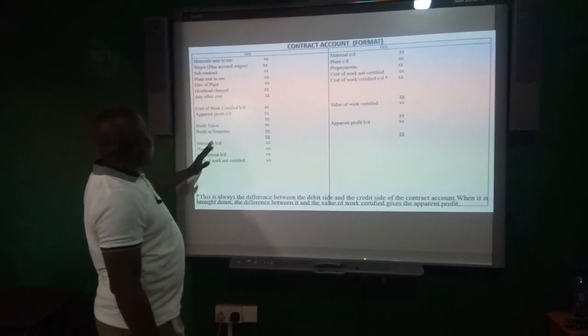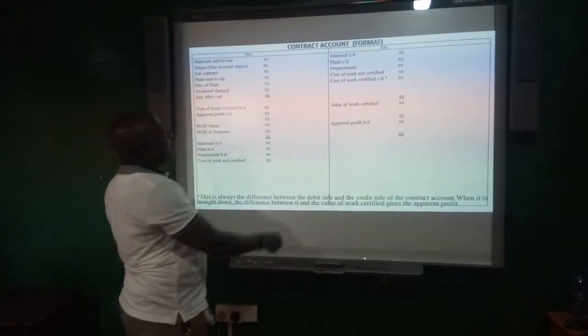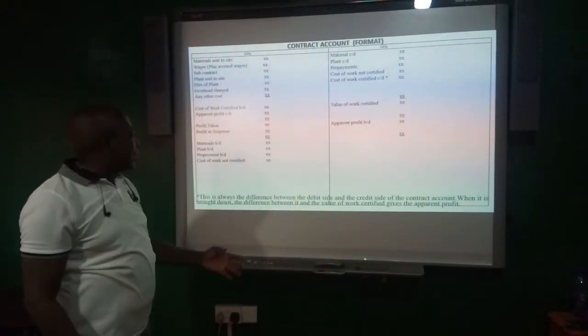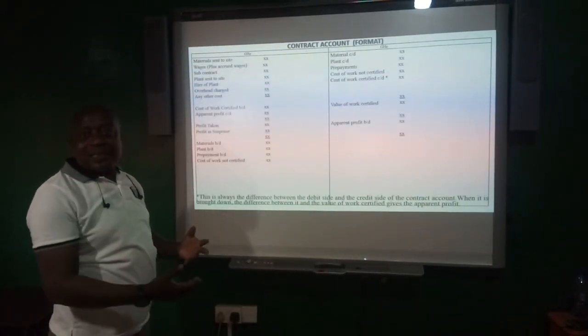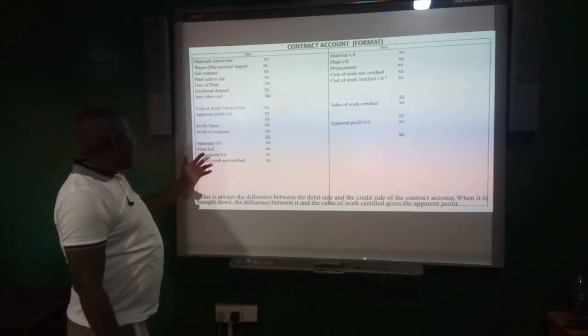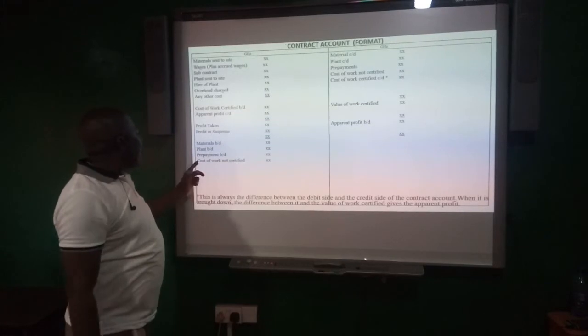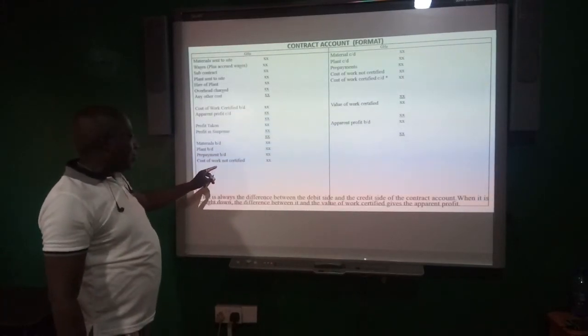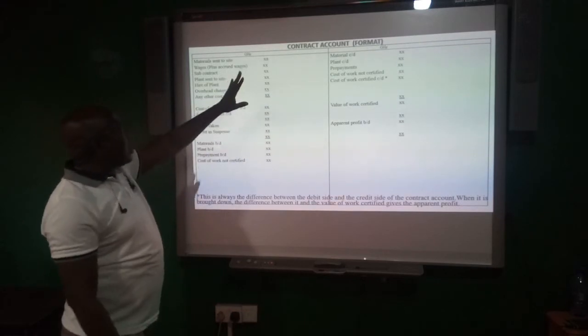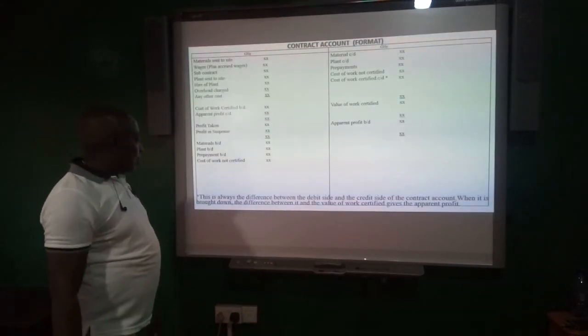And then when you finish, the last segment is for you to bring the remaining materials, the value of plant left at the end of the contract, at the end of the period, and then the prepayment brought down, and the cost of work not certified. If you do that, then you have finished the contract account.